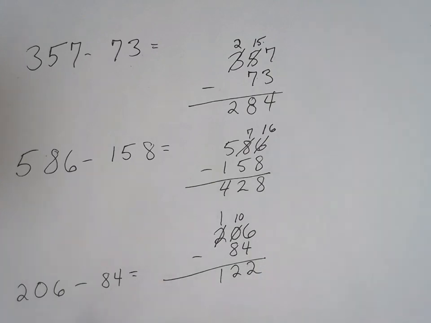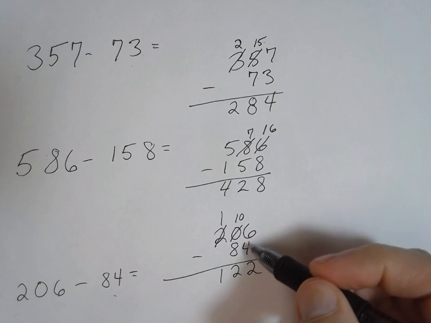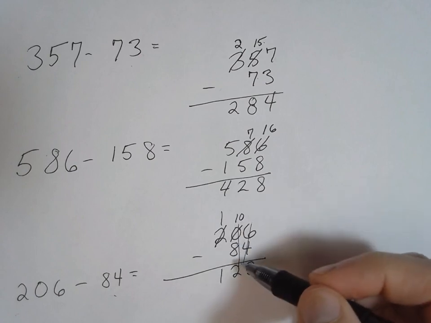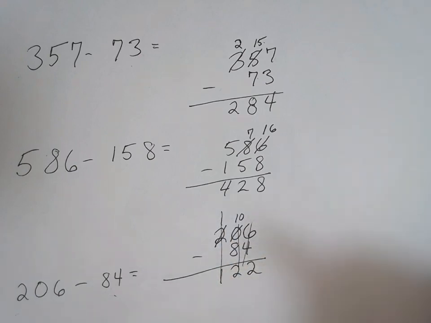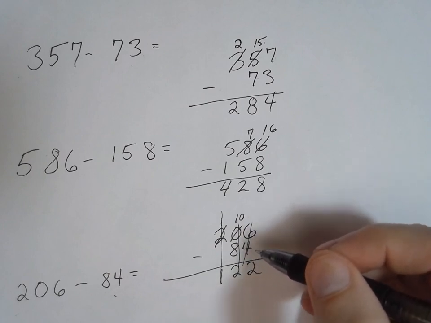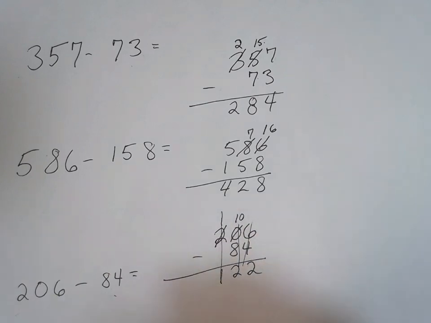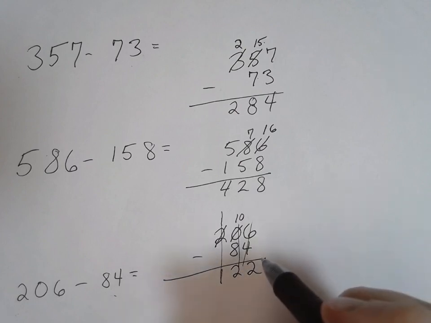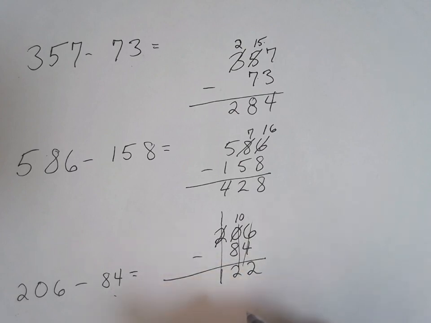So remember, change your horizontal problem into a vertical problem, making sure your place values are lined up nice and neat. And then we start at the ones place on the right-hand column, and we always ask ourselves, can we do it? Every single column, ask yourself, can we do it? And if we can do it, we do it. If we can't, then we need to go to the neighbor and borrow.